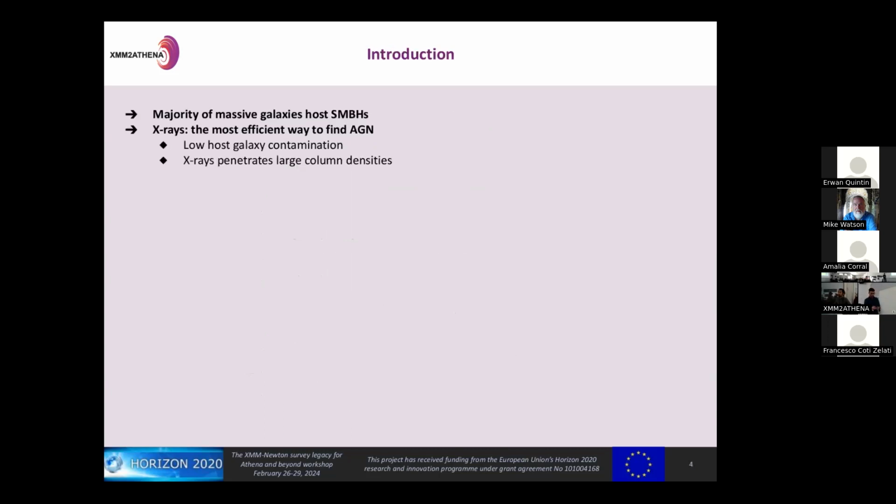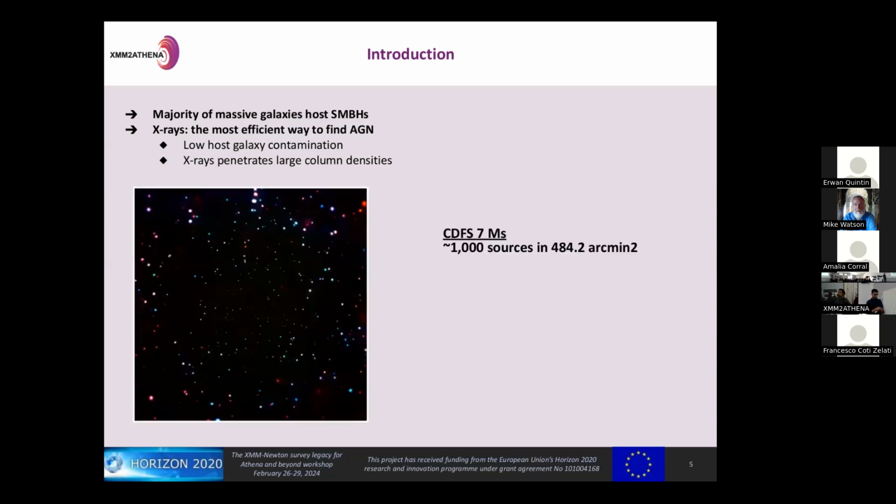the results are preliminary. So I will start with that all galaxies, most massive galaxies, host a supermassive black hole in their center, at least in the local universe. And X-rays are the most efficient way to find these AGN for obvious reasons. But my point here is that sometimes we forget about the numbers.